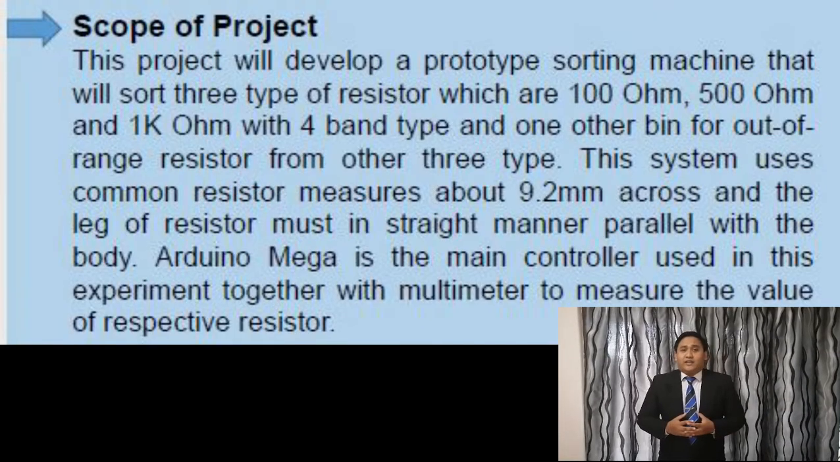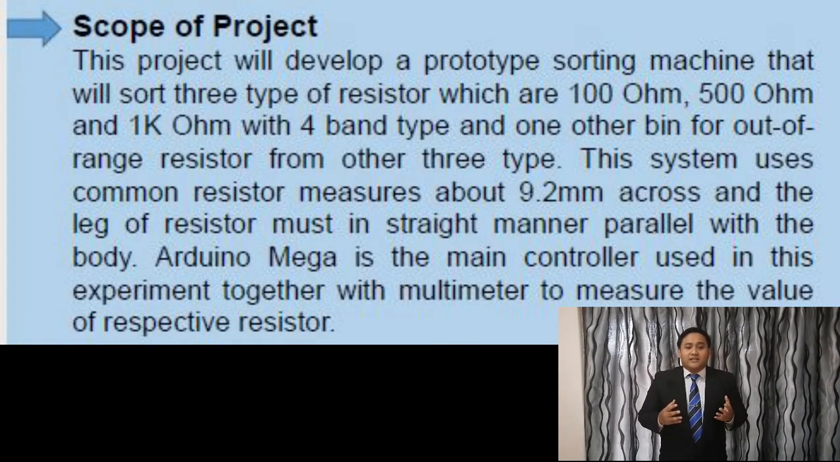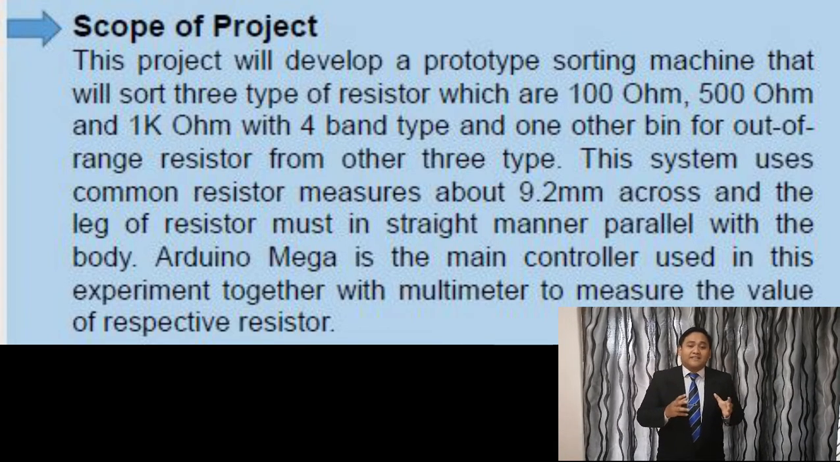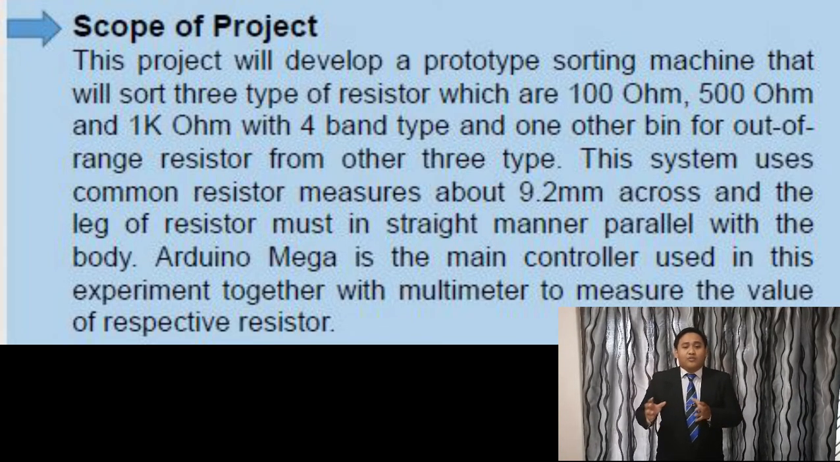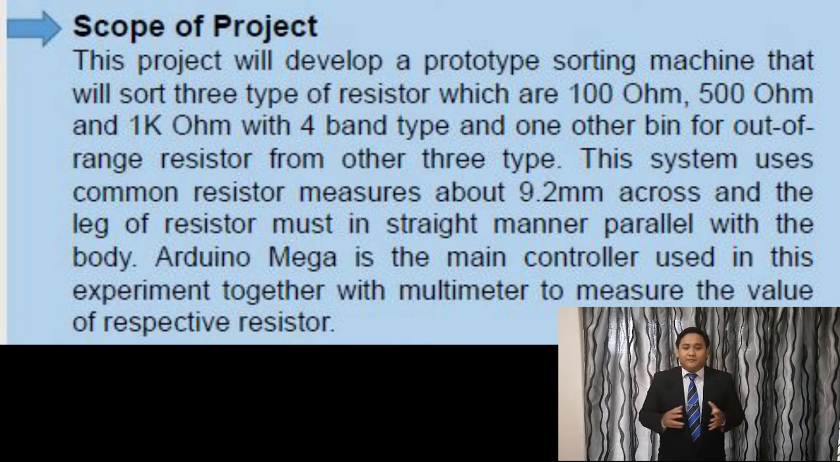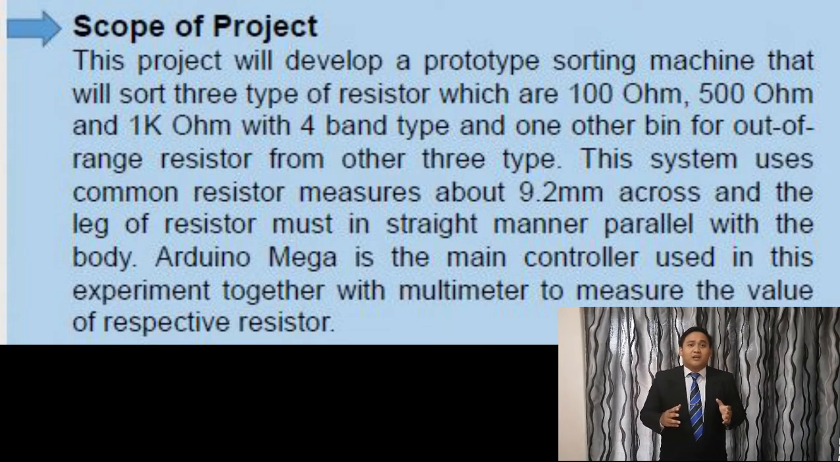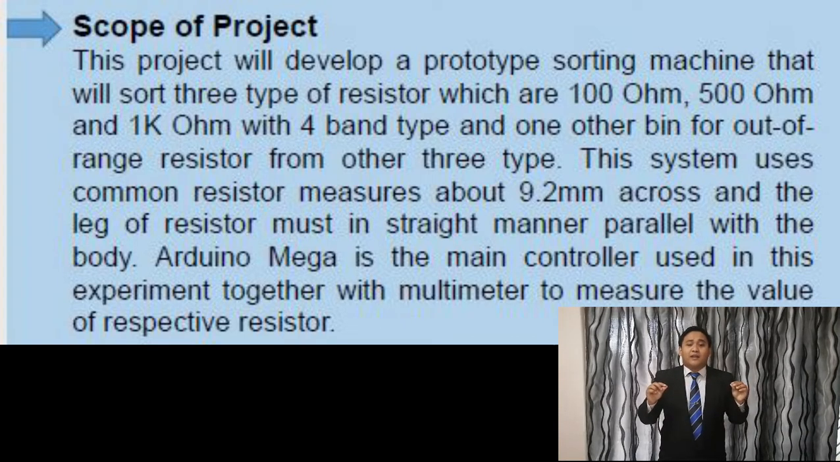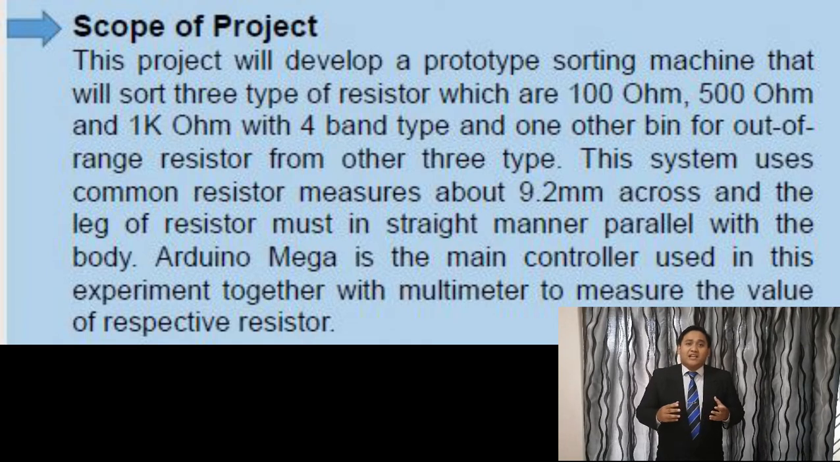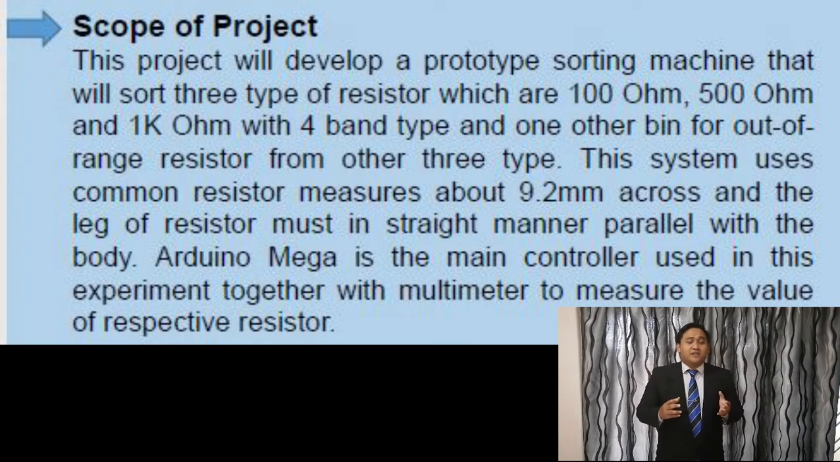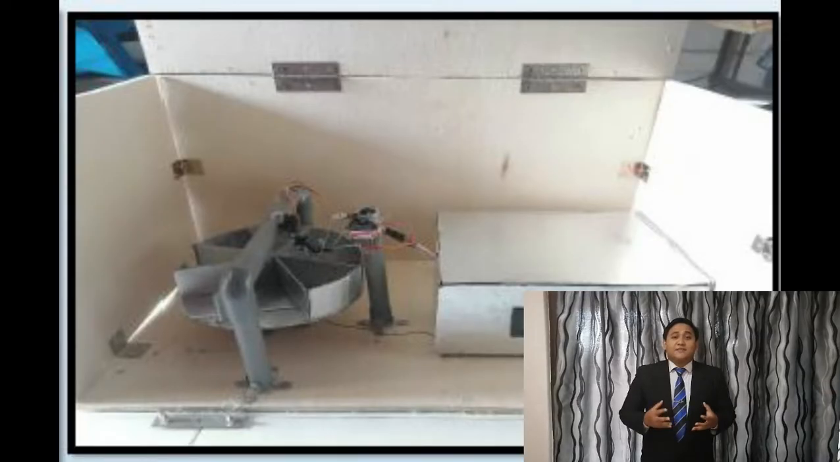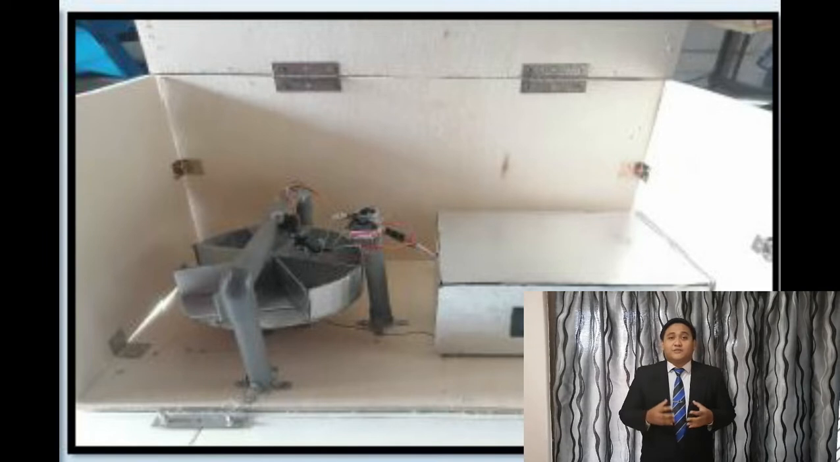The scope of this project is to develop a prototype machine that will sort 3 types of resistor, which are 100 ohm, 500 ohm, and 1 kilo ohm. Also, the resistor must be 4 band type, and there is 1 other bin for out of range resistors from the other 3 types. The system uses common resistors measuring around 9.2 mm across, and the length of the resistor must be in a straight parallel. Arduino Mega is the main controller used in this experiment, together with a multimeter to measure the value of the respective resistor. This is my end product, which is my prototype for this project.